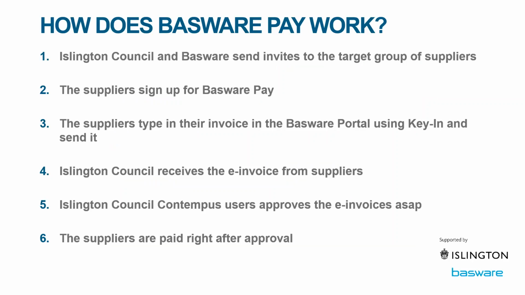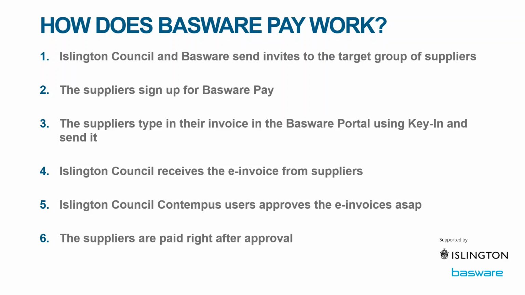So let's have a look at how Basswire Pay works from an Islington point of view. First, Islington will invite the suppliers that are already sending e-invoicing through the portal using the function called key in the Basswire portal. The supplier signs up for Basswire Pay if they wish. Please keep in mind that this is optional for suppliers.